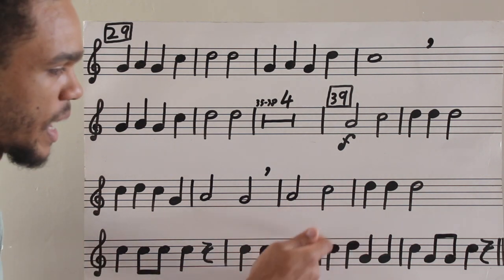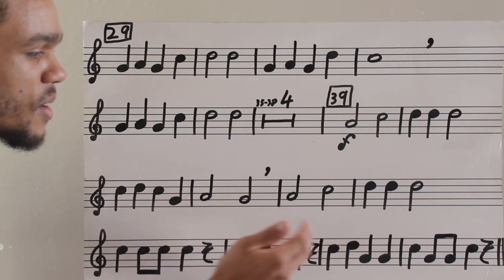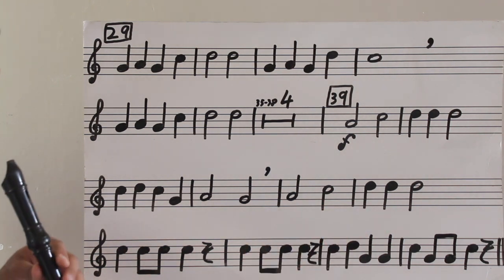All right, so I just played that bar. We have a C, D, G, G. Not too hard. Let's go for it. 3, go.